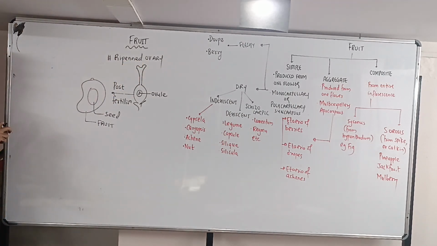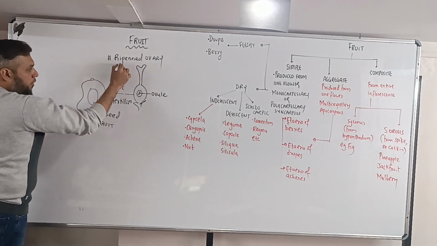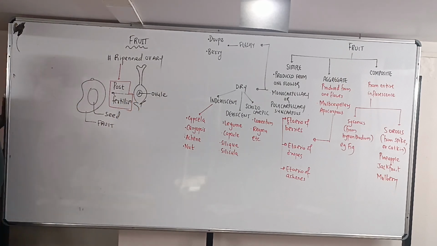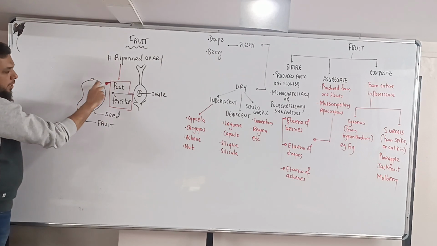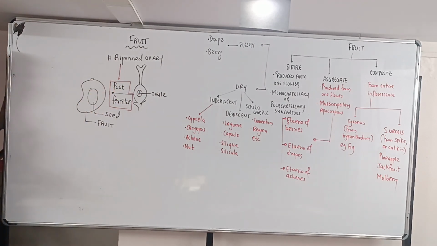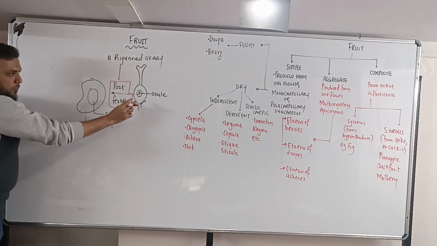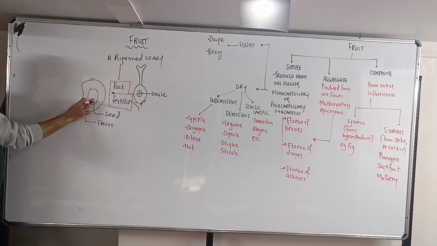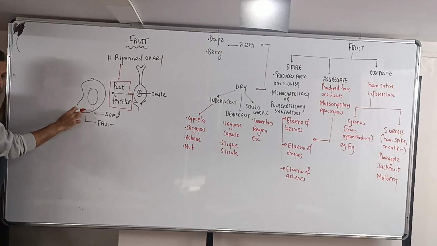Got it? So that is why we said that a fruit is a ripened ovary. What is the meaning of the word ripened over here? Ripened means it is an ovary post fertilization. It is the ovary after fertilization. आपको बात समझ में आया? ओवरी के अंदर कौन है? ओव्यूल है. ओव्यूल किसमें चेंज होगा? Seed. और ओवरी किसमें चेंज होगी? Fruit में. लेकिन ये कब होगा? After fertilization.